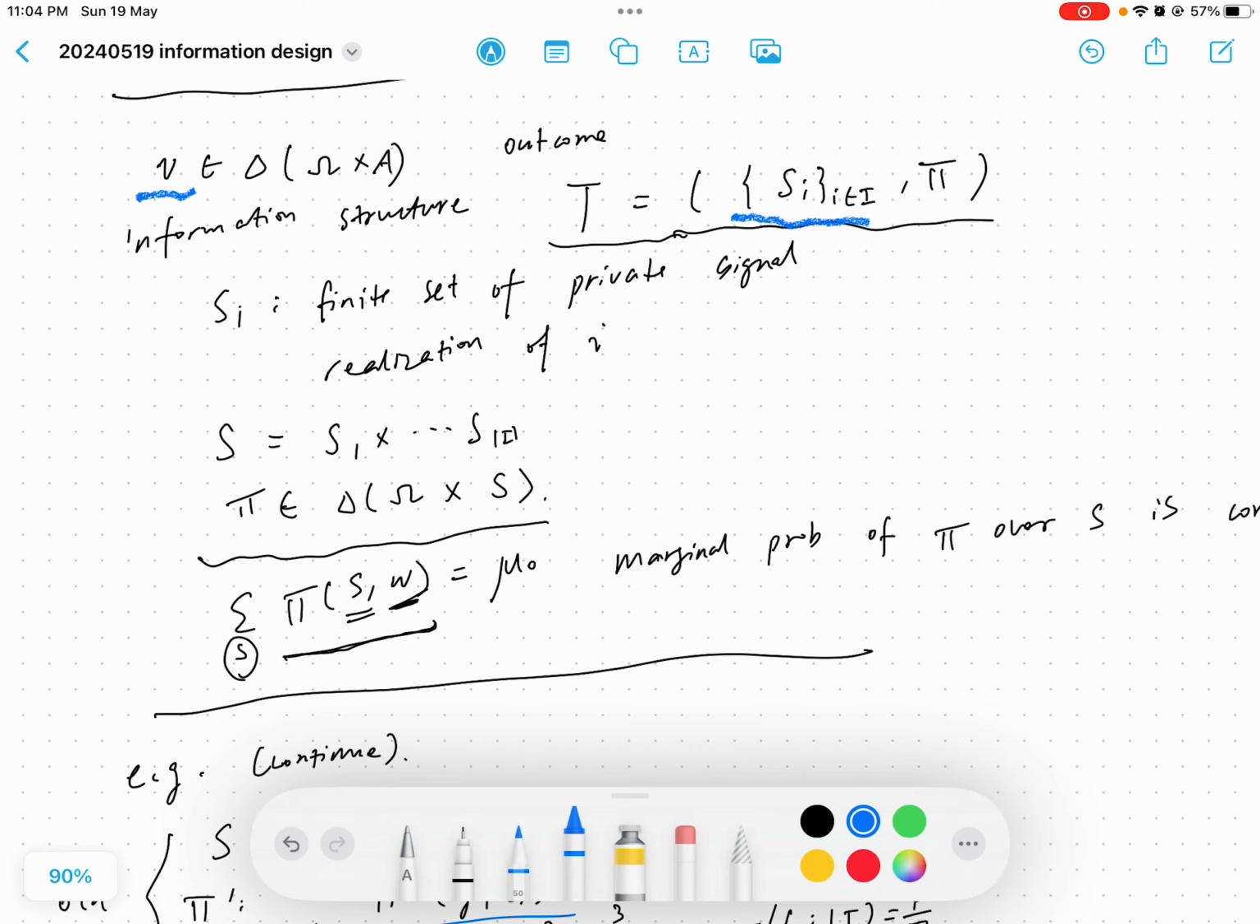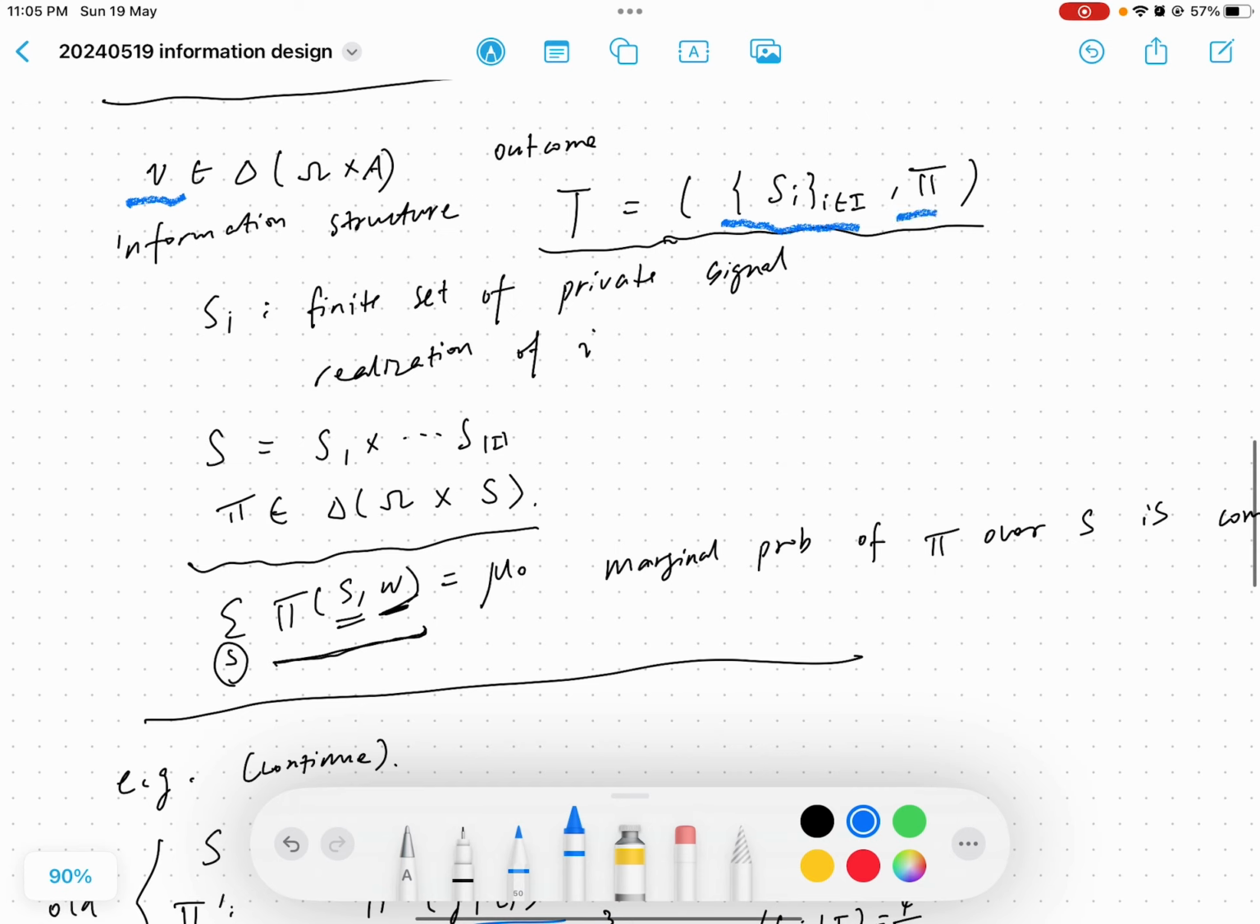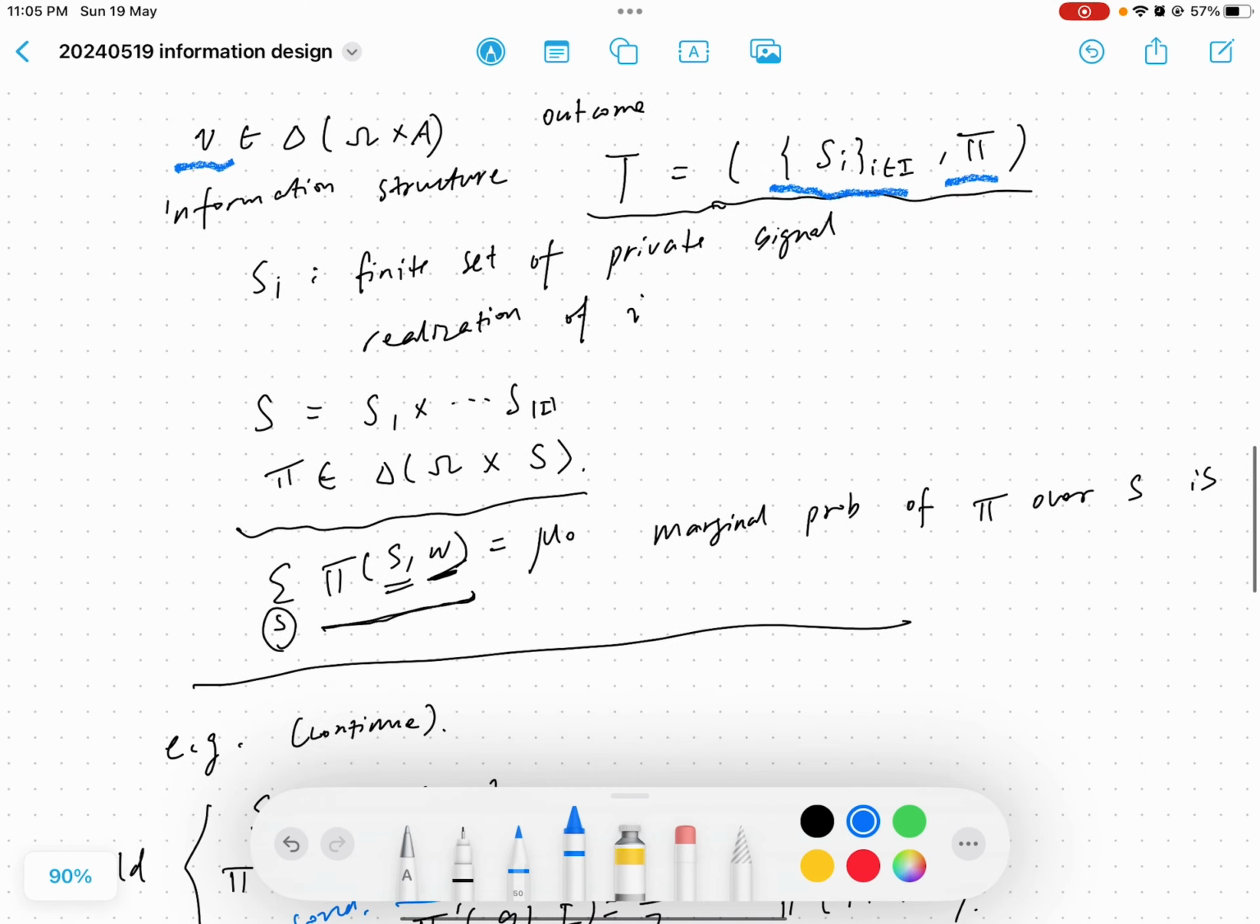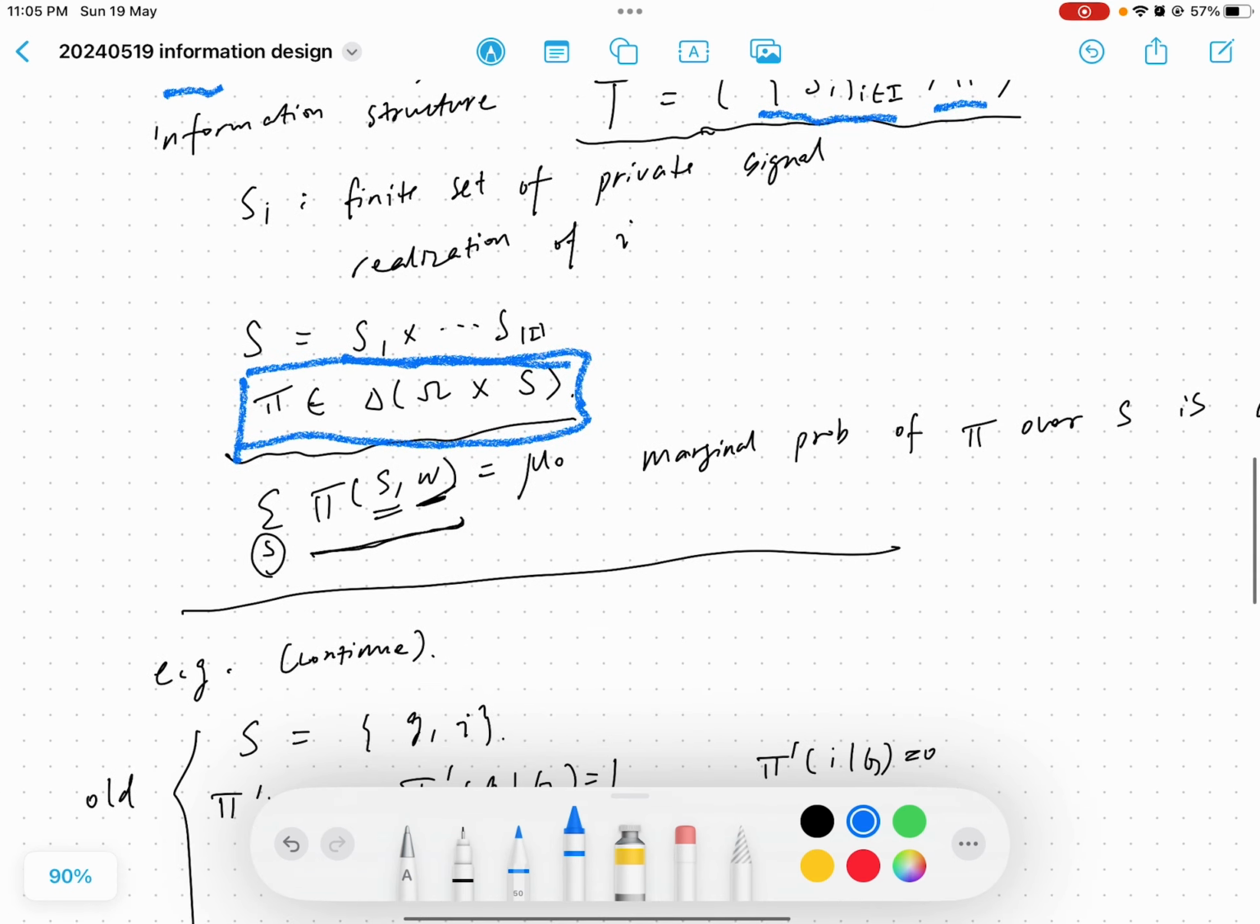Okay, so S_i is the finite set of private signal realizations of player i, and s_i is just the signal itself. So S is then the product of all the S_i's. So this pi, this is the new way to define the signal structure, or information structure. This pi here is an element of the set of all distributions over the product of the state space and the signal realizations.